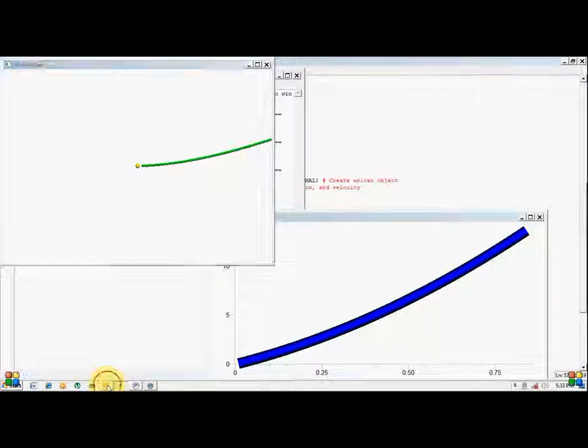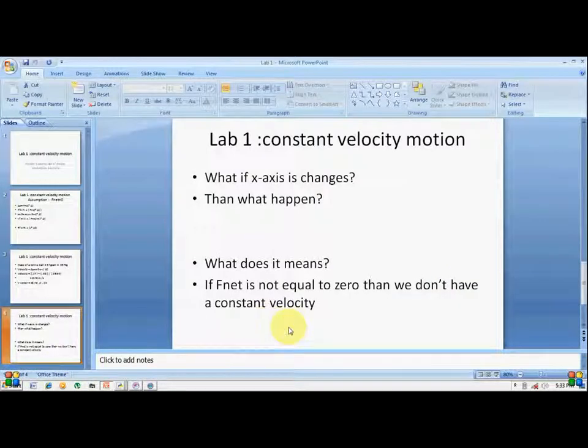So we conclude that when F net is equal to 0, then we have a constant velocity motion.